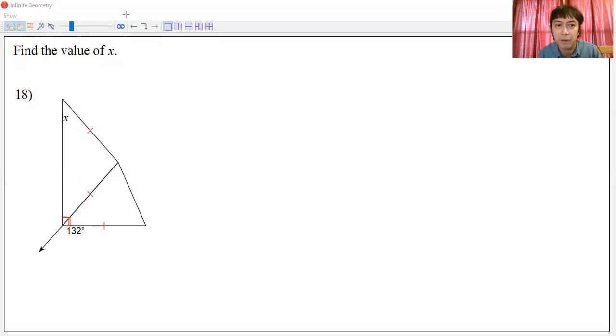Now we have a given angle over here, while this particular side here forms a straight ray. It's a straight line. So that makes the other angle inside here supplementary with 132. The sum of 132 plus this particular angle, we can call y, means y plus 132 equals 180.